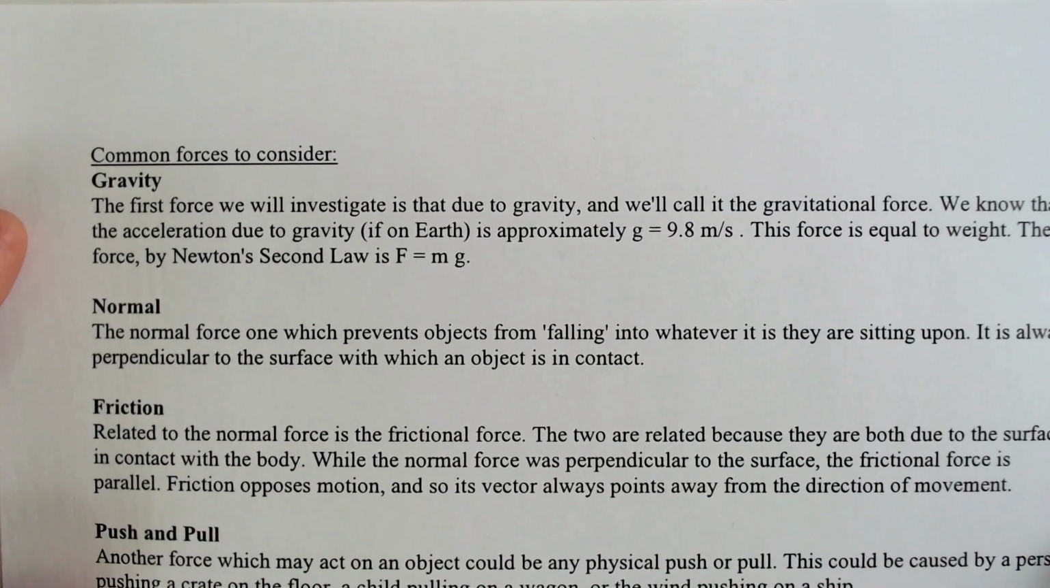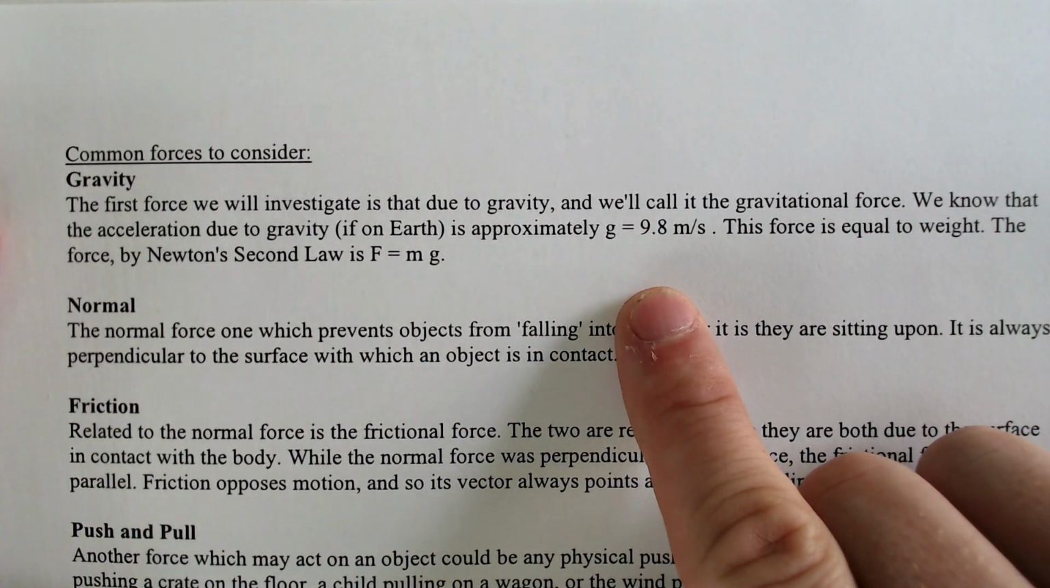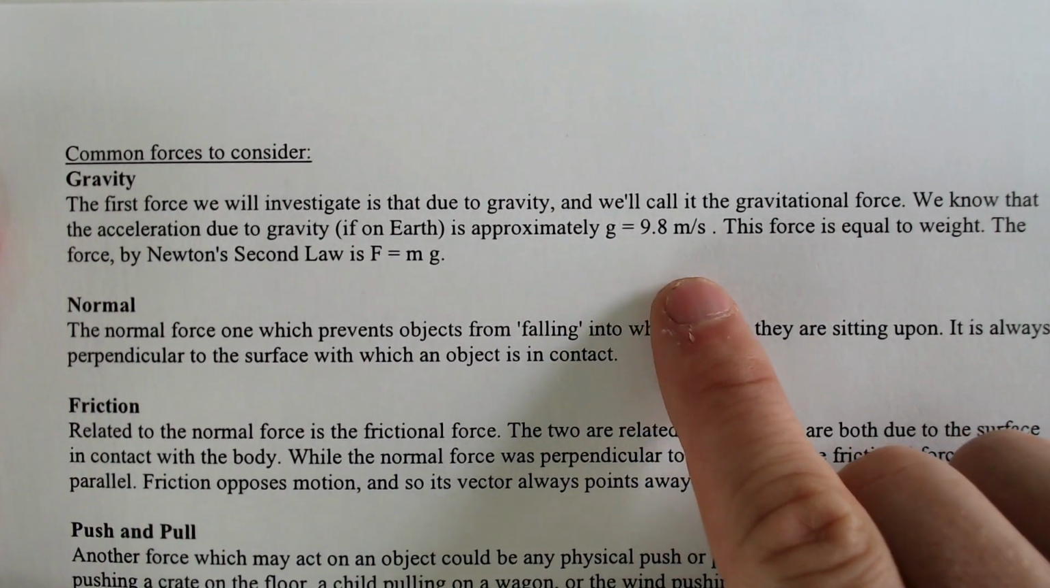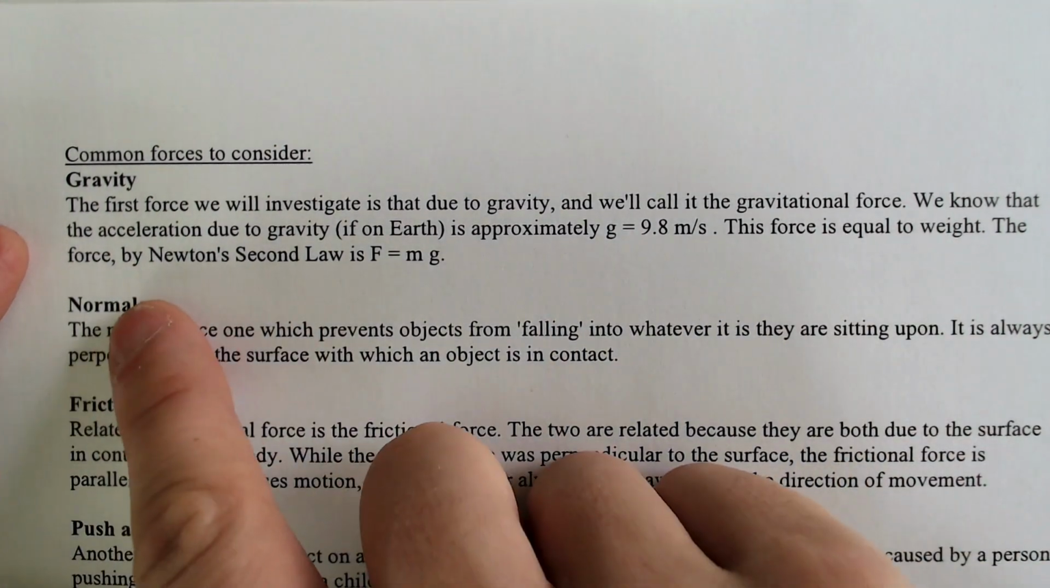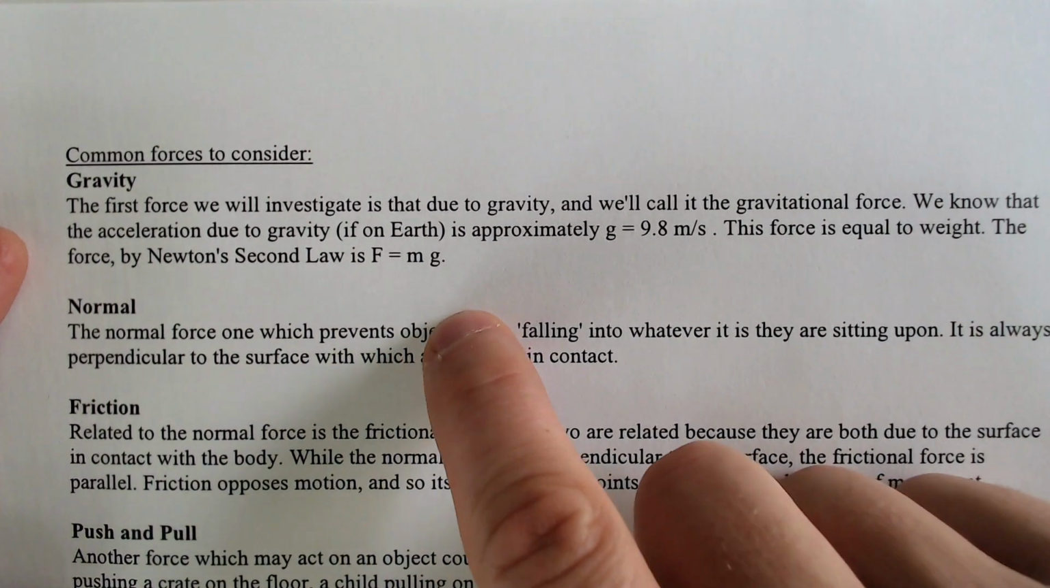All right, so gravity. The first force that we will investigate is gravity. Gravity is negative 9.8 meters per second squared. The force is equal to the weight. The force of gravity, according to Newton's second law, would be mass times gravity, negative 9.8 meters per second squared.